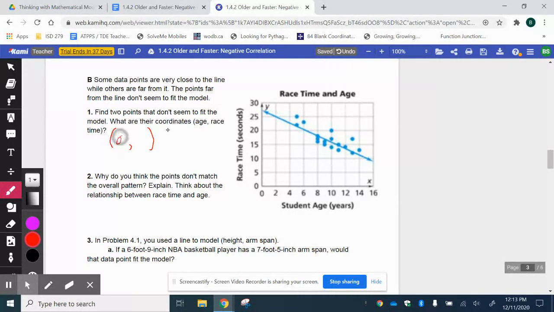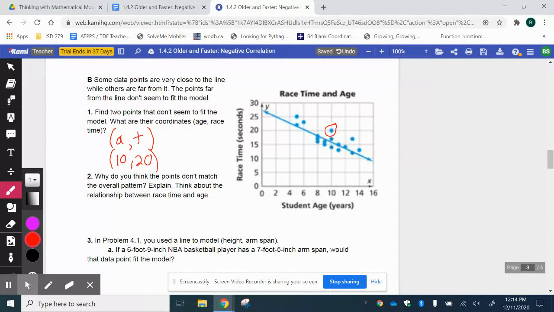The age is going to go here, and the time is going to go here. So you're finding 2 points that are far away from the line, they're not very close, that you don't think seem to fit, and putting the coordinates for those points. The first one I think I see is this one right here. I'm going to say those coordinates are 10 for the age and 20 for the race time. That first one I'm going to say 10 and 20. It's your job to come up with another one.